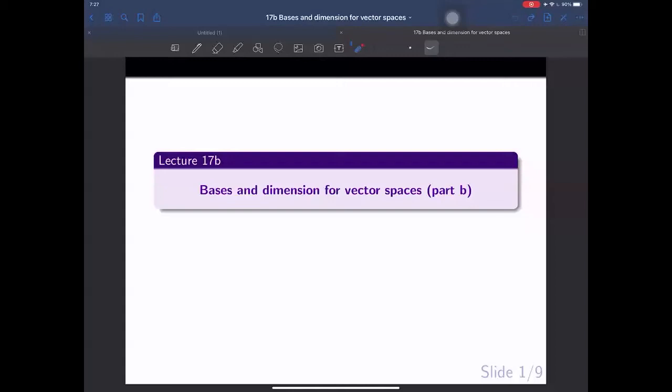Welcome to lecture 17b on bases and dimension for vector spaces, part B.